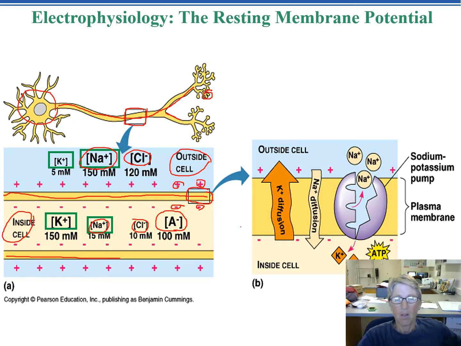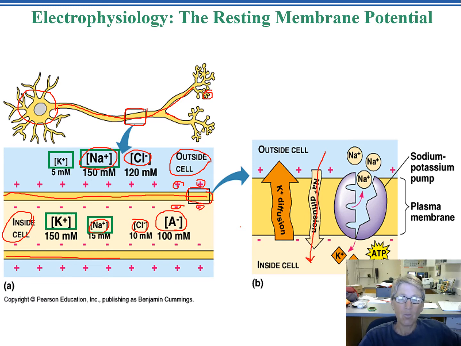So if there is a potassium channel open, potassium will diffuse down its concentration gradient because it's higher inside the cell than it is outside the cell. If there is a sodium channel and the gate in the sodium channel is open, sodium will move from the outside of the cell to the inside of the cell down its concentration gradient.